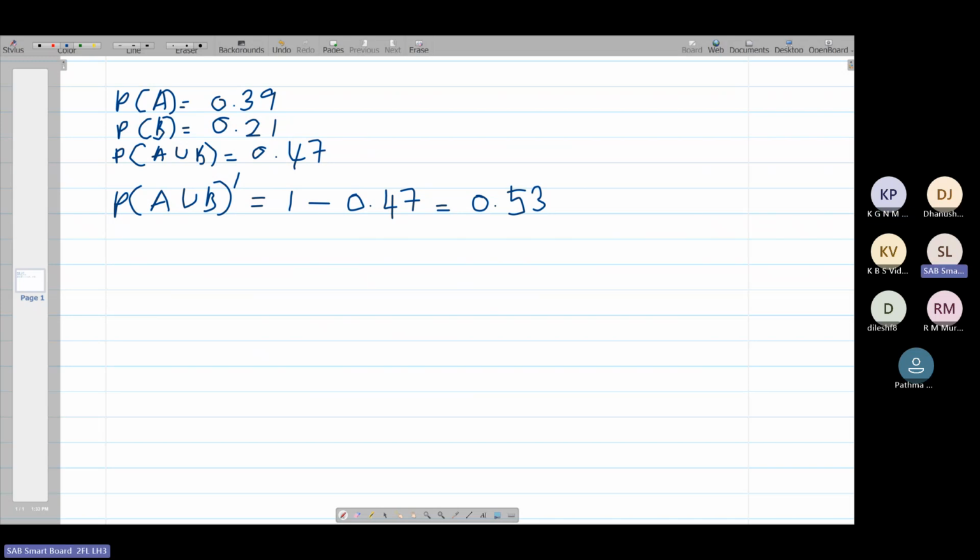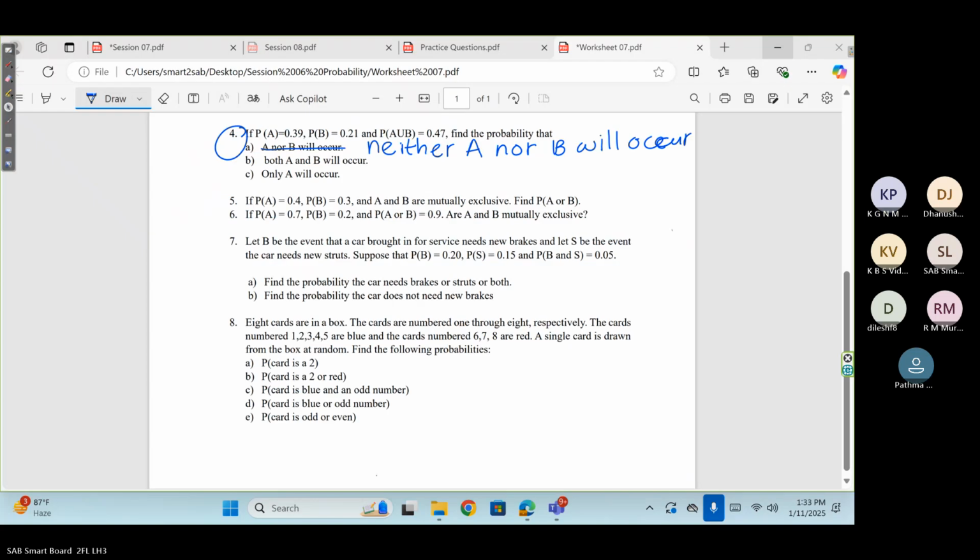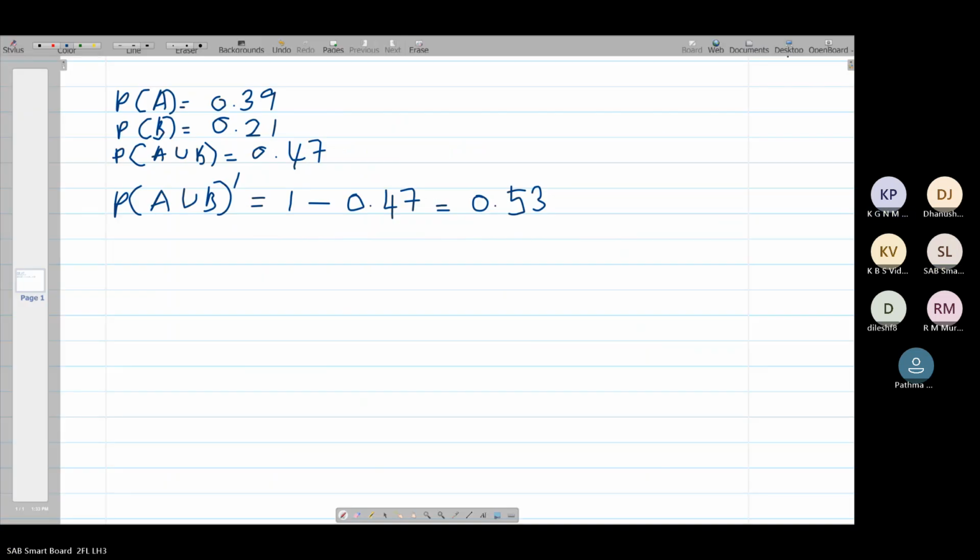Then what is the next question? Both A and B will occur. Both A and B means what? Both means intersection. Probability of A intersection B.